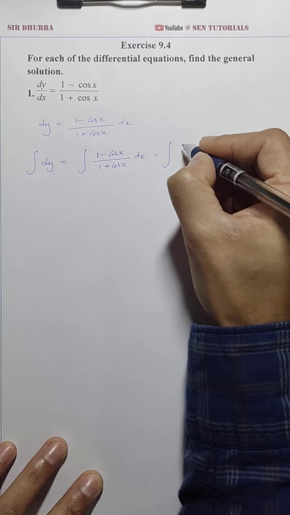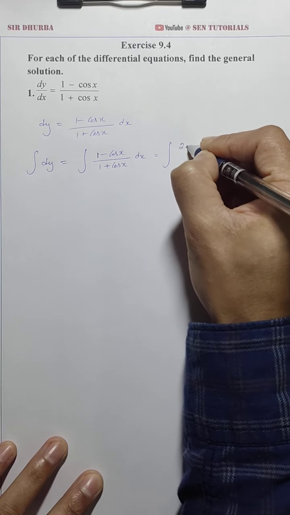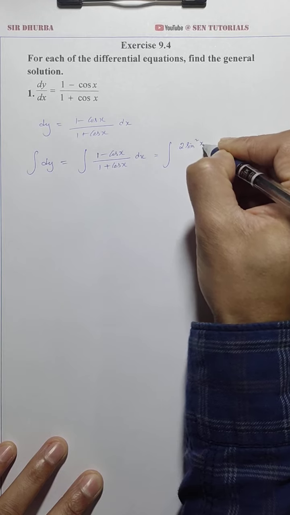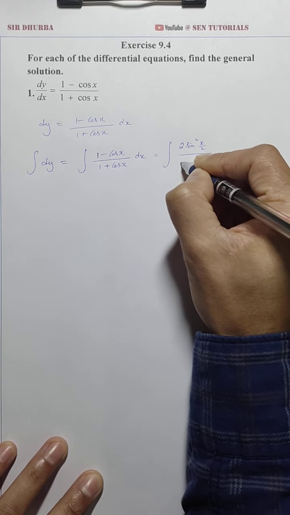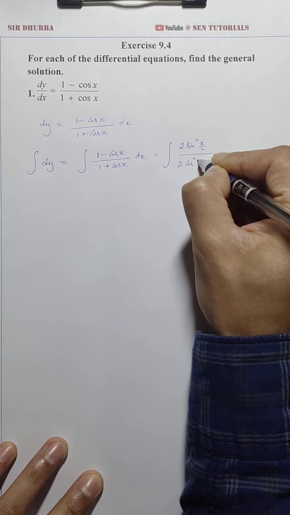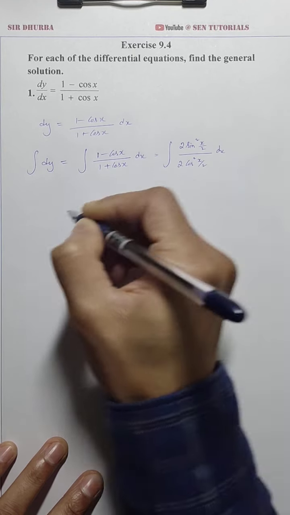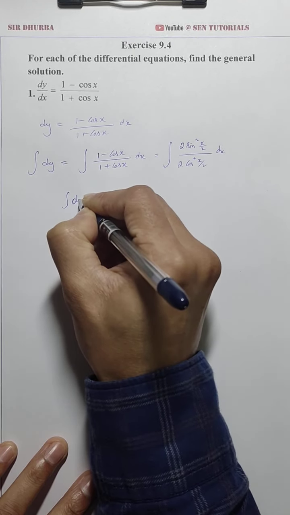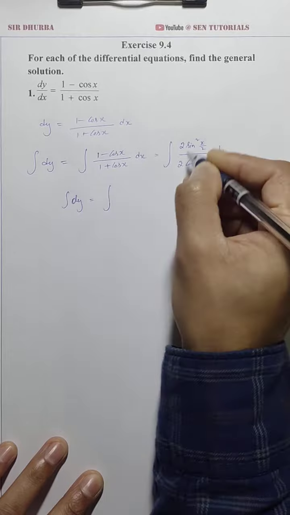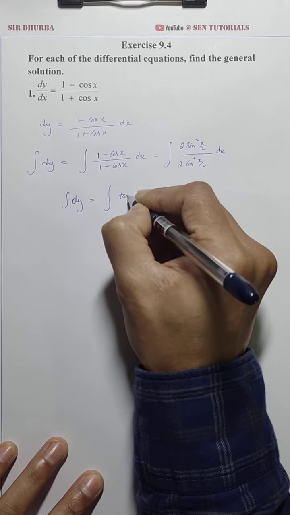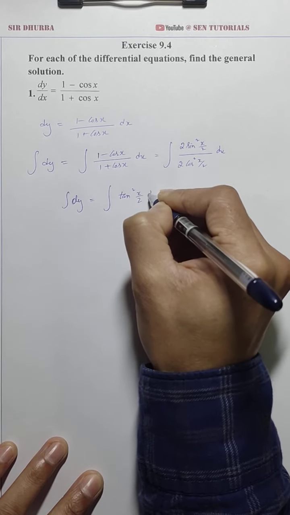So that will be 1 minus cos x. We know from trigonometry that it is 2 sine square x by 2, and 1 plus cos x is 2 cos square x by 2, with respect to x. So dy will be, 2 cancel, sine square by cos square, that will be what? Tan square x by 2 with respect to x.